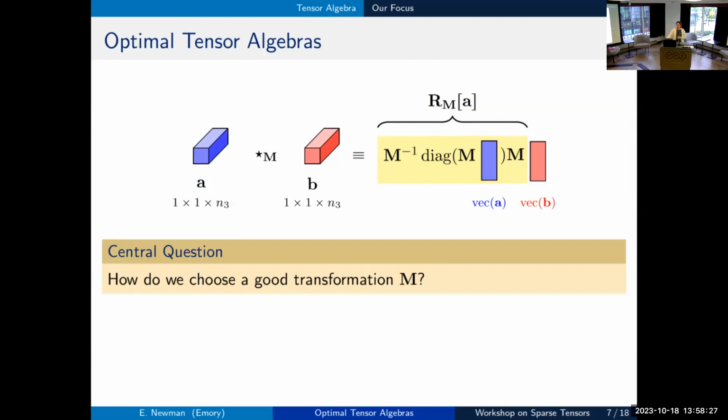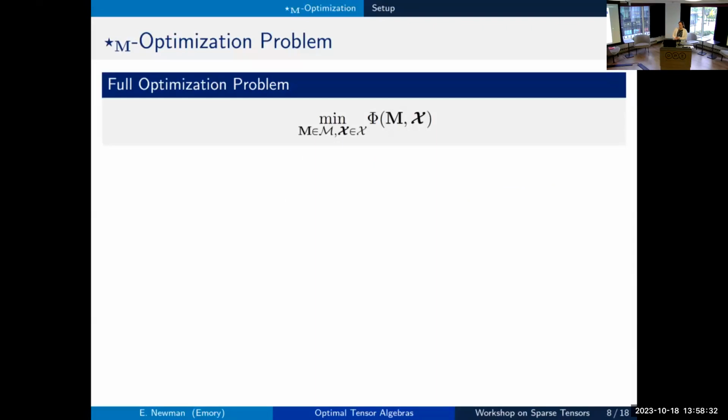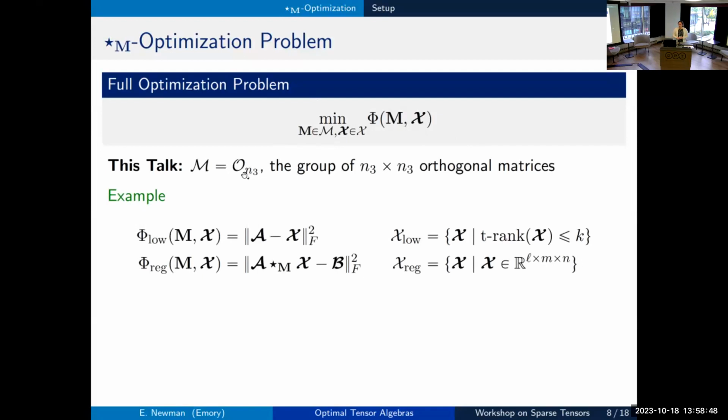So how are we going to choose a good M? We're going to solve an optimization problem. We have some sort of objective function phi that's going to depend on our transformation M and some desired representation X. M and X are going to have some restrictions on them. In this talk, we're going to assume our transformation M is orthogonal. And depending on the objective function, we'll have different restrictions on X. If we're looking for the best low rank approximation, then we're restricting X to be of low t-rank. If we're looking for an extension of linear regression, something like t-linear regression, we might just restrict X to be of the appropriate size. But there are a whole host of other problems we can capture in this framework.